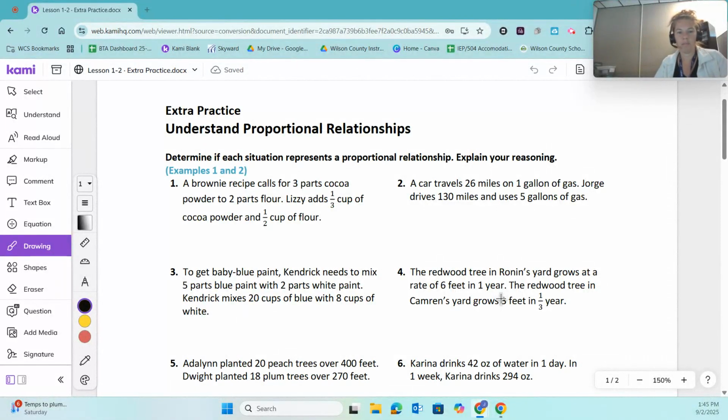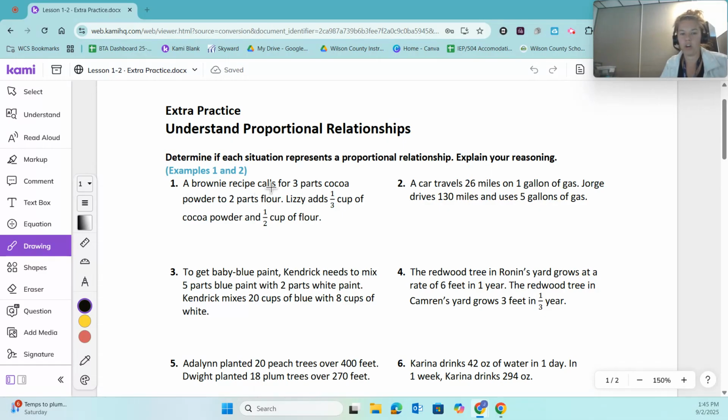Today we're talking about proportional relationships, okay? Determine if each situation represents a proportional relationship and explain our reasoning, okay? So, in order to determine if they're a proportional relationship, we need to have the same unit of one of these things. So, let's take a look.